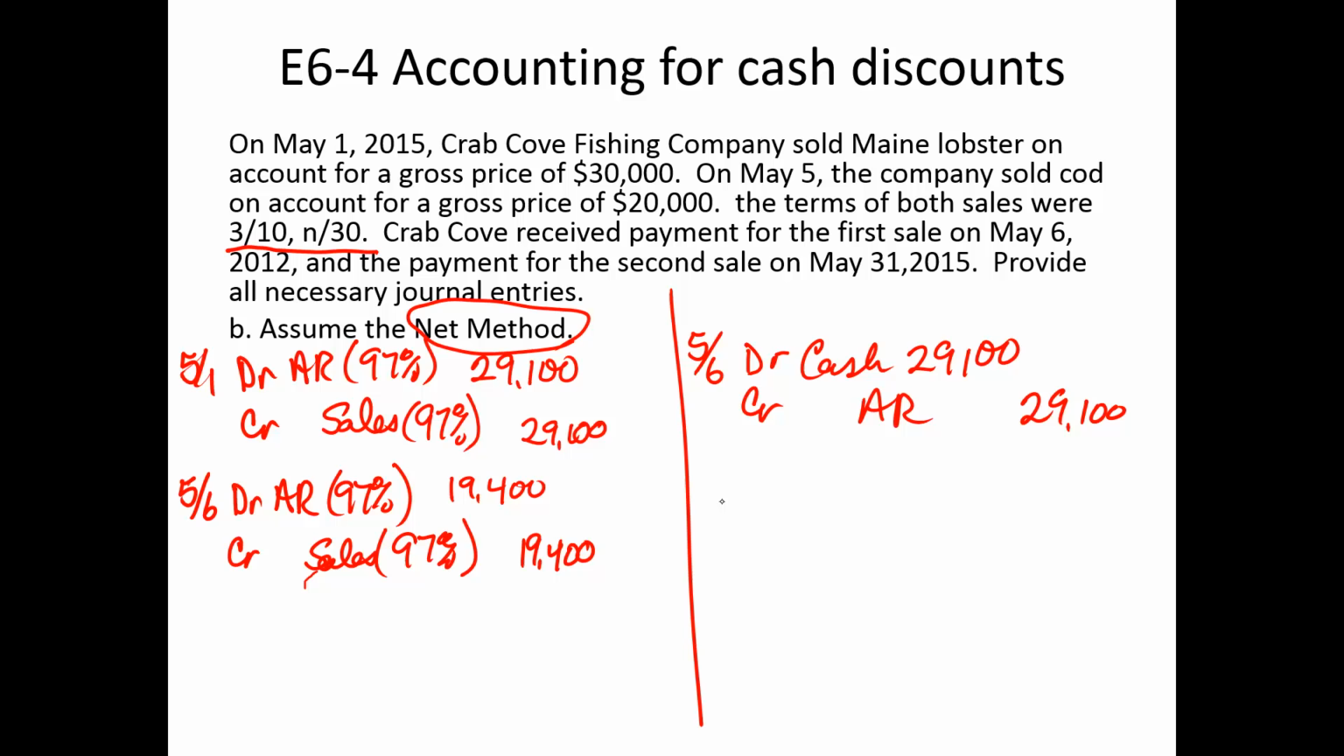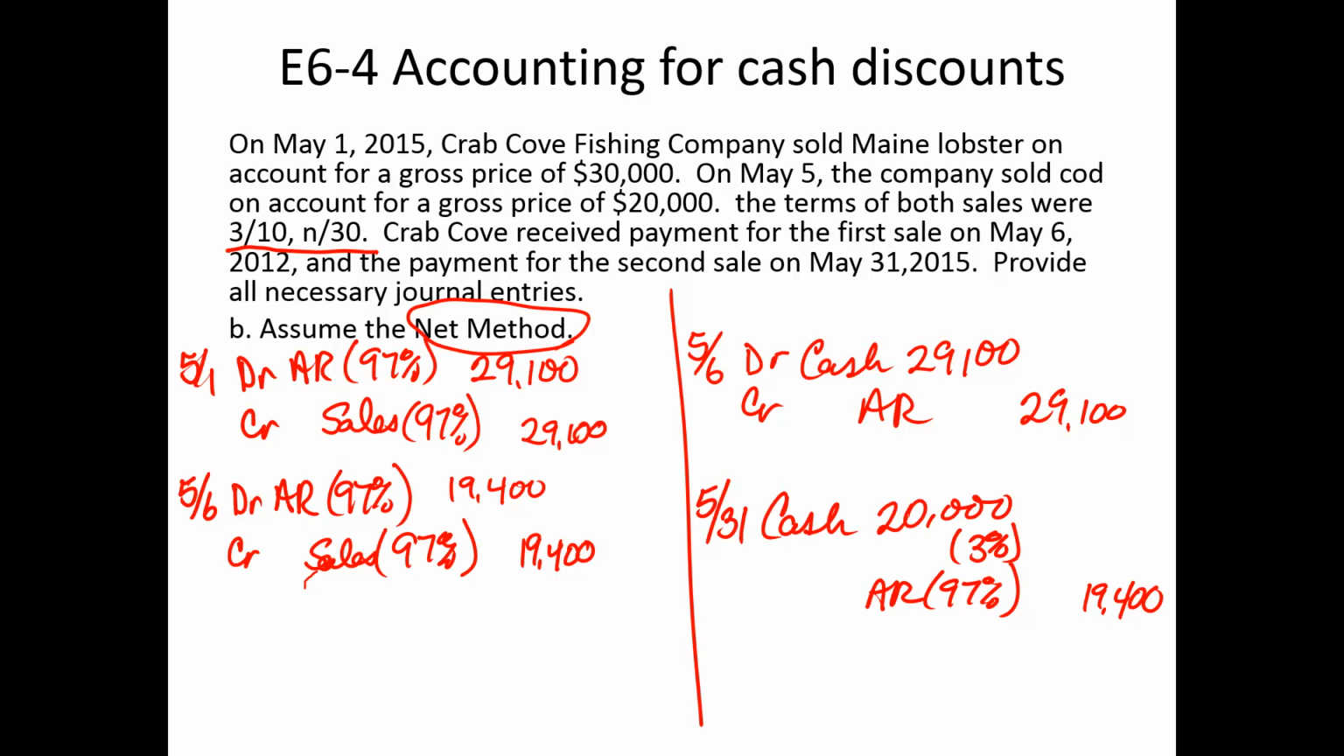But on 5-31, if you pay after the discount period, the customer is still going to have to pay cash for the full amount, $20,000, in payment of an account receivable that's only 97% on the books, or $19,400. So we need a 3% to handle the difference, and that 3% is $600, and it's another revenue account because really what we're getting here is revenue because the customer failed to take the discount.